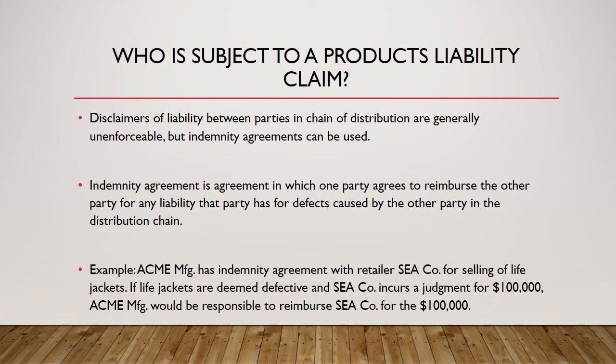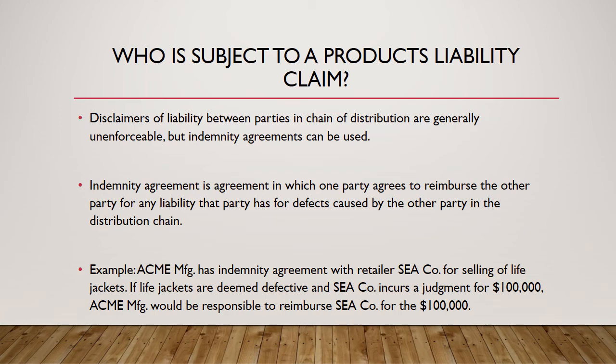So in this chain of distribution, you can see how it goes from manufacturer to distributor to wholesaler, ultimately to the retailer. You've got all this involvement in pieces and companies that work together in this chain of distribution. How do they protect themselves against liability? Well, you may think a disclaimer. They disclaim any liability, but that's usually going to be unenforceable. But what the parties can do is have indemnity agreements.